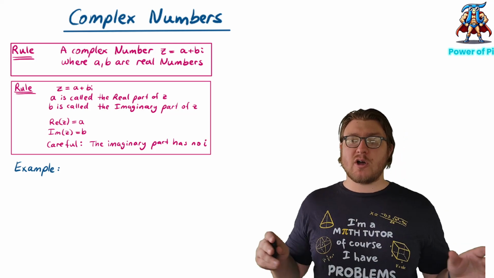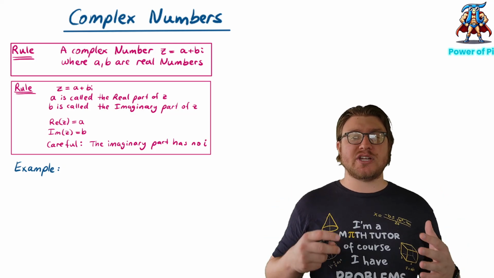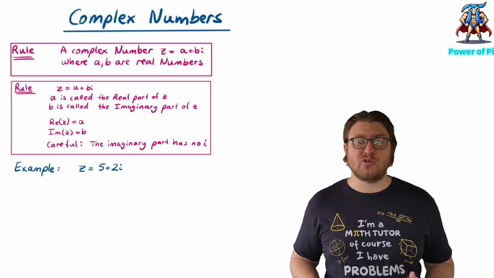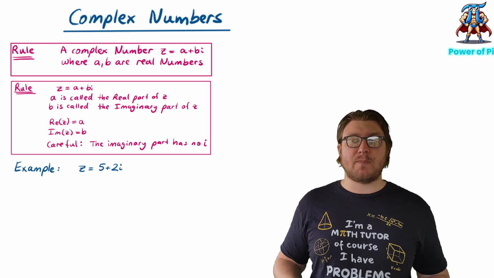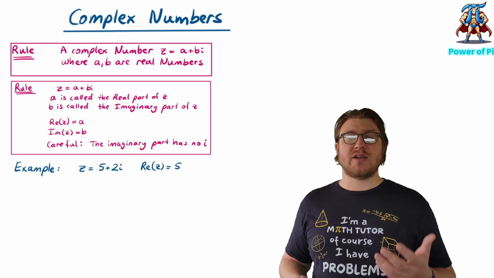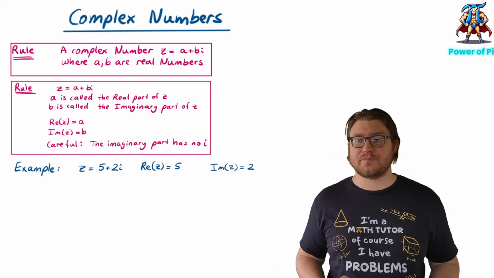So we're just going to go through some examples so that you can get more comfortable with the terminology and what we have. Here we have our complex number 5 plus 2i. Well, what are the real part and the imaginary part? The real part is 5. The imaginary part is the number in front of the i, so that's 2.